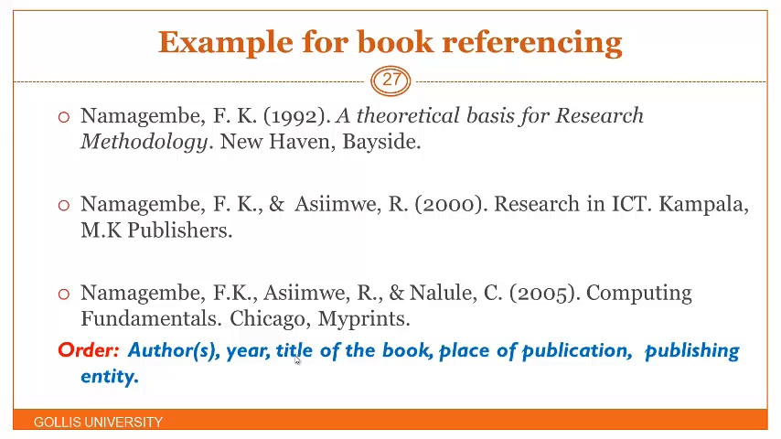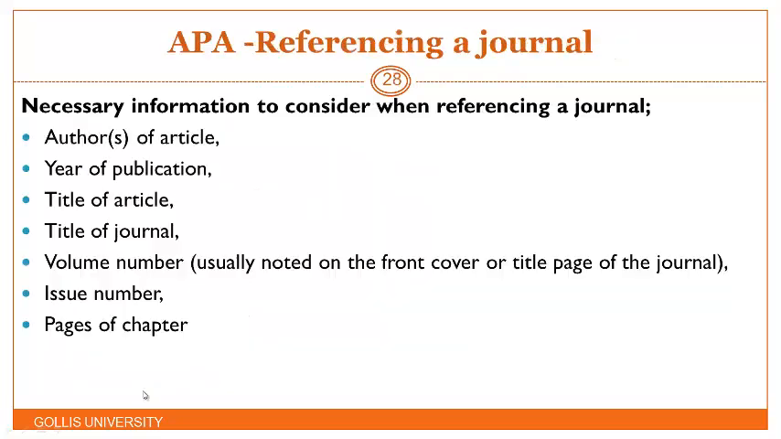Okay, this is an example of how referencing of a book will look like. For example, Namagembe FK 1992, A Theoretical Basis for Research Methodology, New Haven, Bayside. Okay, if it is more than one author, these are two authors, Namagembe FK and Asimwe R 2000, Research in ICT, Kampala, MK Publishers. Okay, if it is three authors, the same procedures. This is the order that you follow. You have the authors, the year, the title of the book, the place of publication, and the publishing entity or the publishing company. What about a journal?